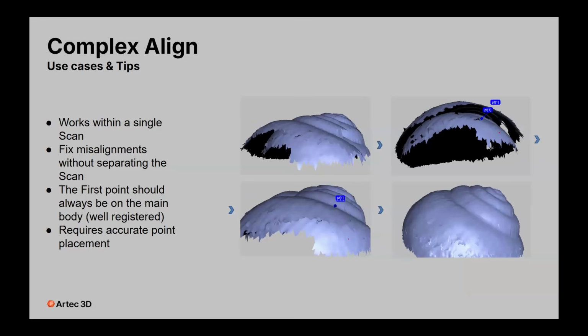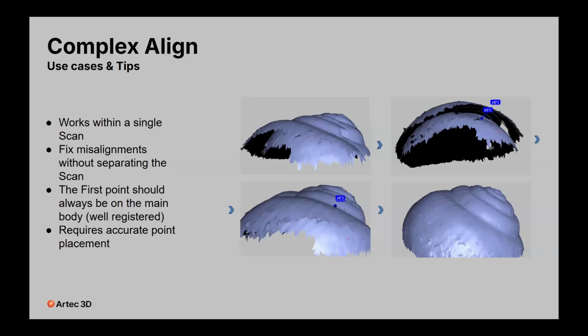The complex alignment works within a single scan. Think of it as an alignment mode between frames and not between scans. Each of the frames on your Eva or Spider or Leo is represented in a mesh view, in a triangulated view. Knowing that, it will be easy for you to align those frames between each other, thinking of them as if they were meshes, as if they were separate scans.